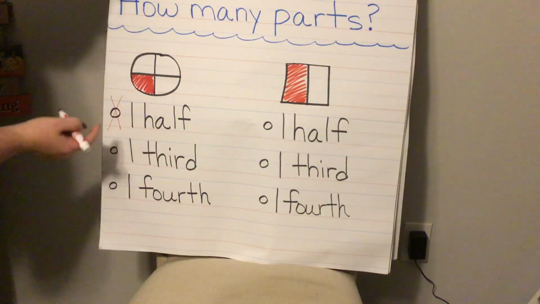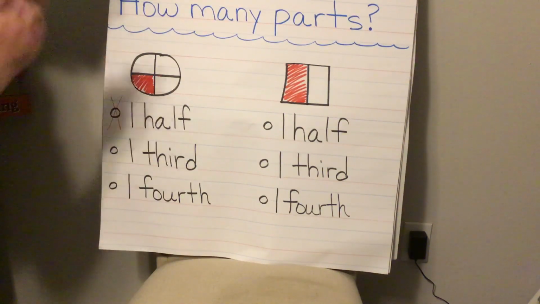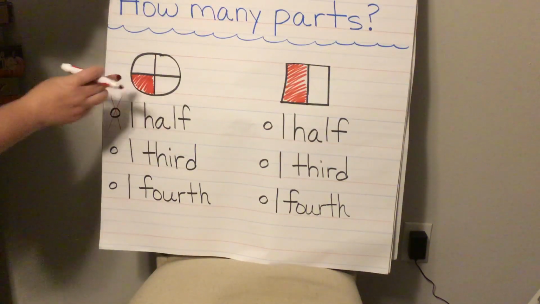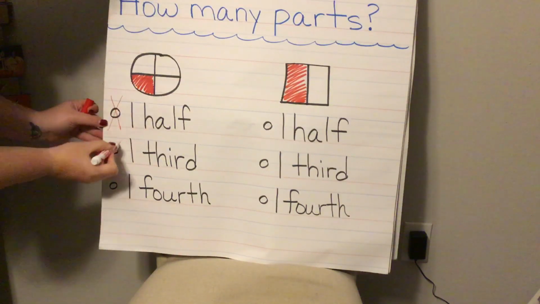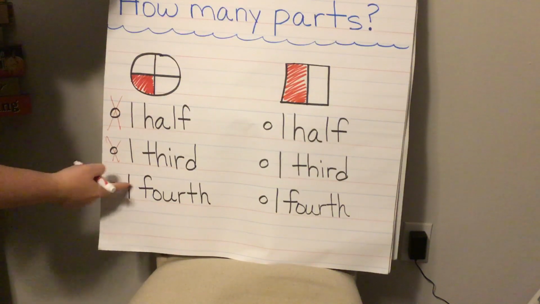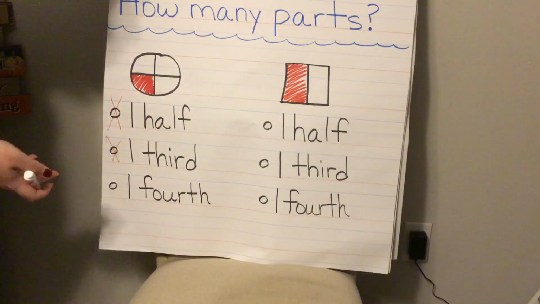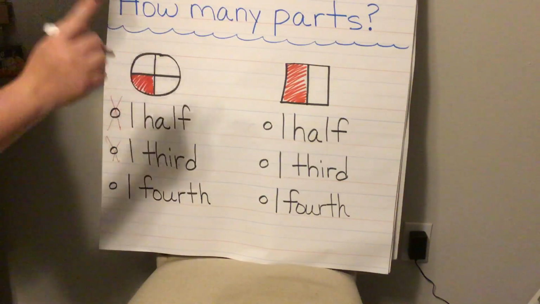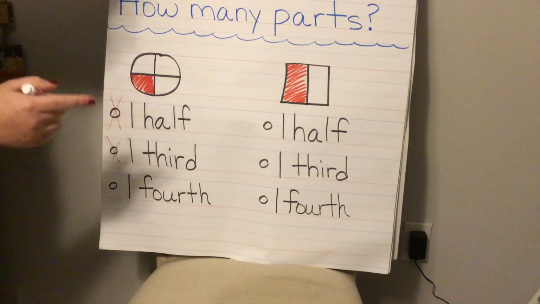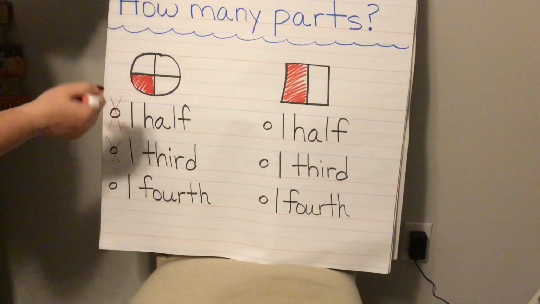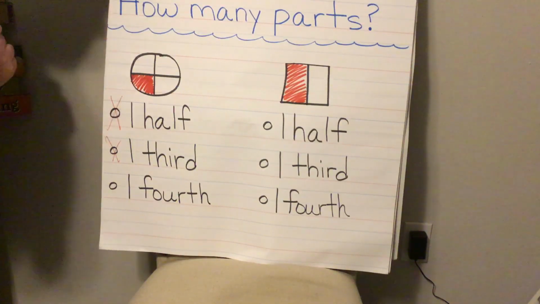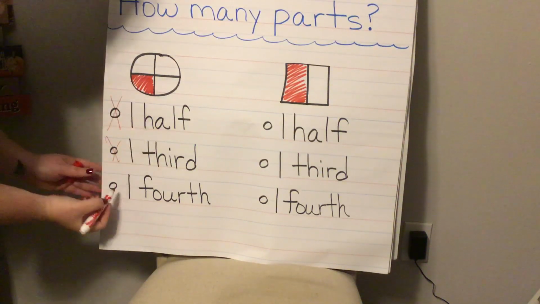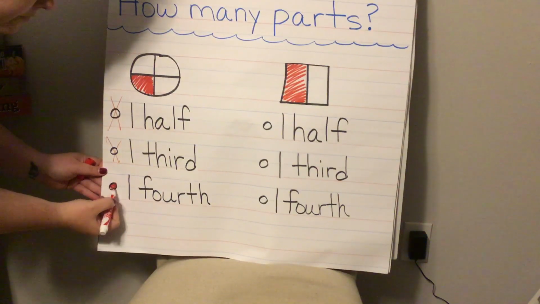1/3. Well, if it was 1/3, that means there would have to be 3 pieces. Is there 3 pieces? No, there's 1, 2, 3, 4. So that one can't be it. 1/4. 1/4 means that there is 1 piece out of the 4 that are shaded. Well, we have 1, 2, 3, 4 pieces, and 1 of them is shaded. So 1/4. That would be our answer here.